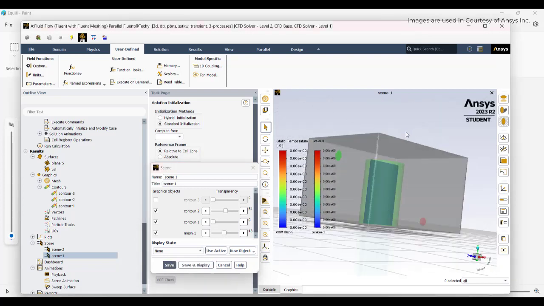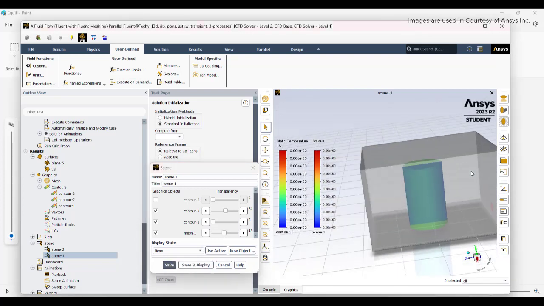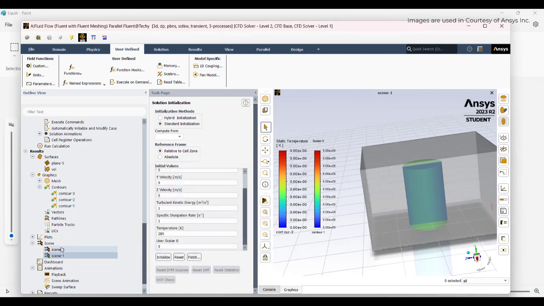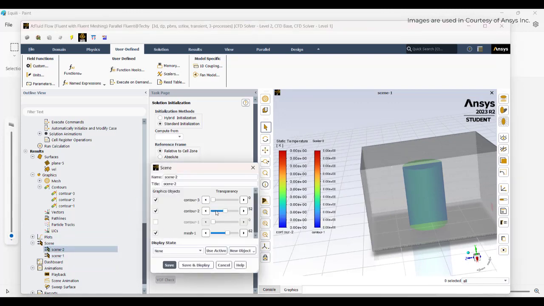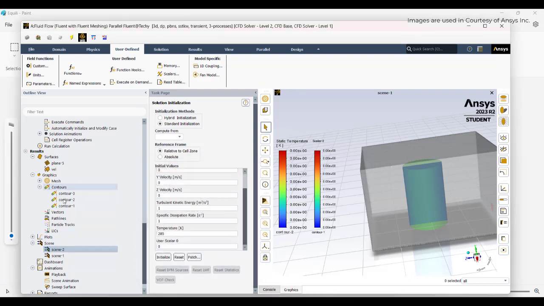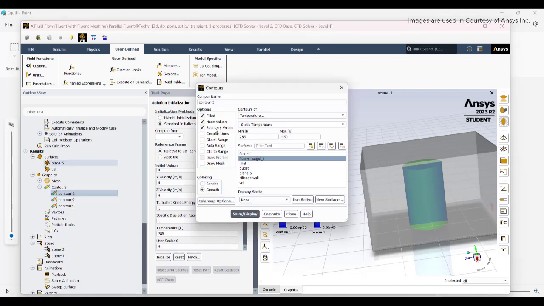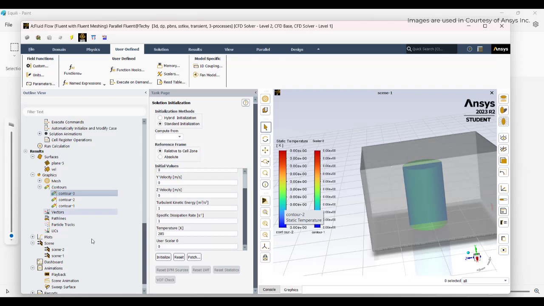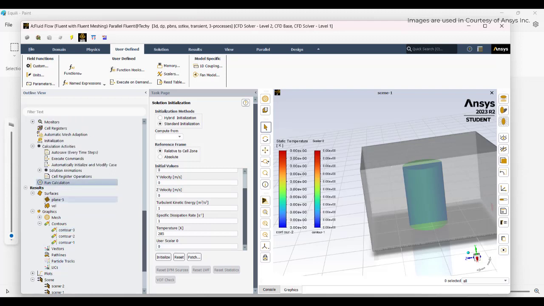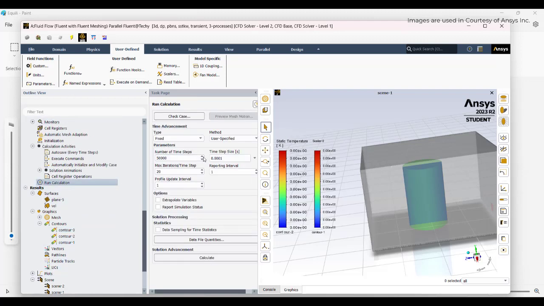So this is how it will be looking, right? Okay, so this is one thing. And similarly in scene 2, I have selected contour 3 instead of contour 1, which is the temperature. So I'll click save display. Then contour 3, I'll just show it, is nothing but the fluid silica gel with temperature as a contour. Okay. So now I'll go to run calculation with this time step size and number of time steps. I'll click on calculate.